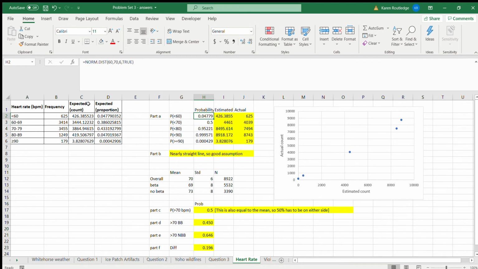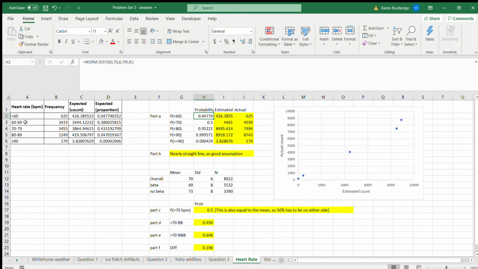Ultimately, I want a count, not a probability, so I take that probability, or that proportion, if you will, and multiply it by my total sample size, and that gives me an estimated, an expected number of people. And I can compare that to the actual that comes from the given table. We can then repeat that for different thresholds.